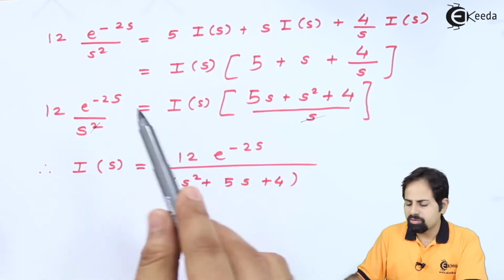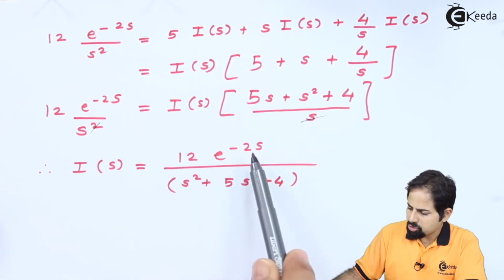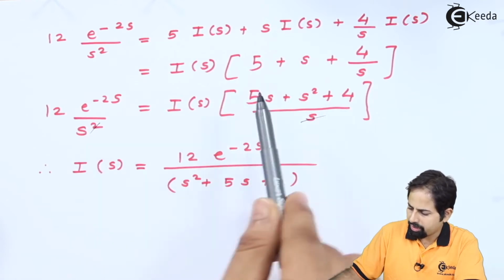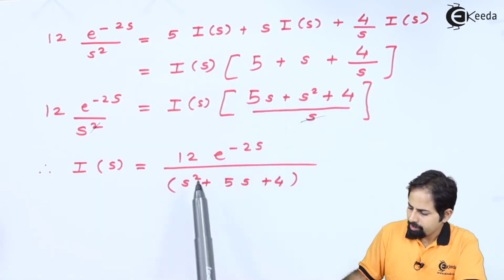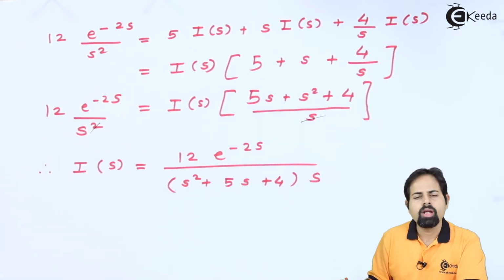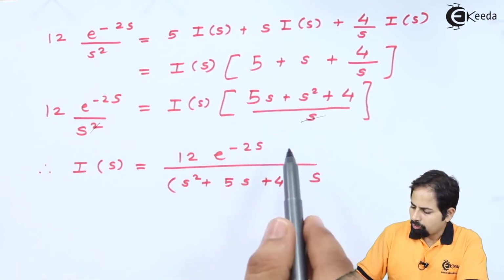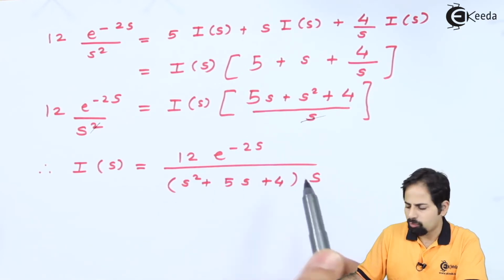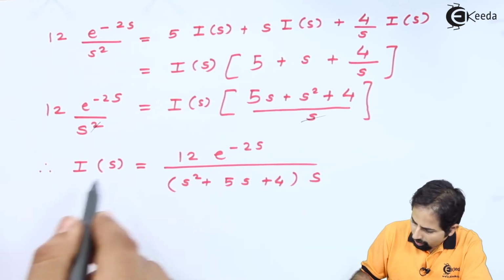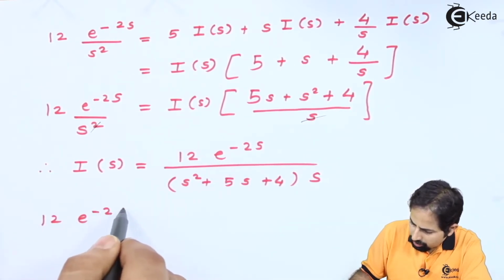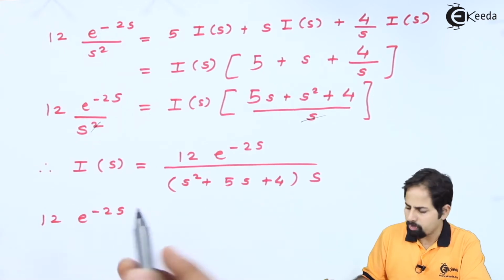So this is the I of s which I have got, 12 into e raised to minus 2s divided by this whole term, and this s also is there, so we should not forget it. So it is 5s plus s square plus 4 multiplied by this small s. So now we will factorize this. So let's factorize s square plus 5s plus 4. So this comes to be I of s, which is 12 into e raised to minus 2s.